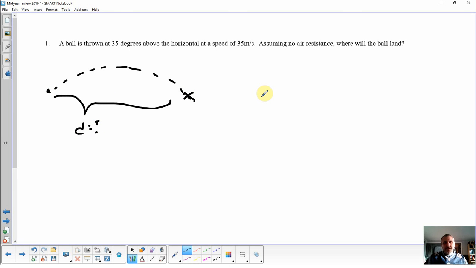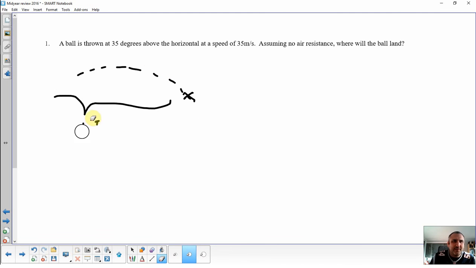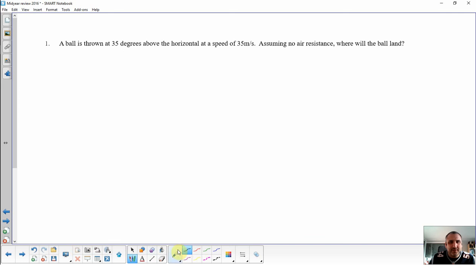So the first thing we need to do is figure out what the velocity was that the ball was thrown in. And I do give you some information, but you have to be ingenious in what you do with it. We tell you that the ball is thrown 35 meters per second at an angle of 35 degrees above the horizontal. Ladies and gentlemen, we need to make a triangle.